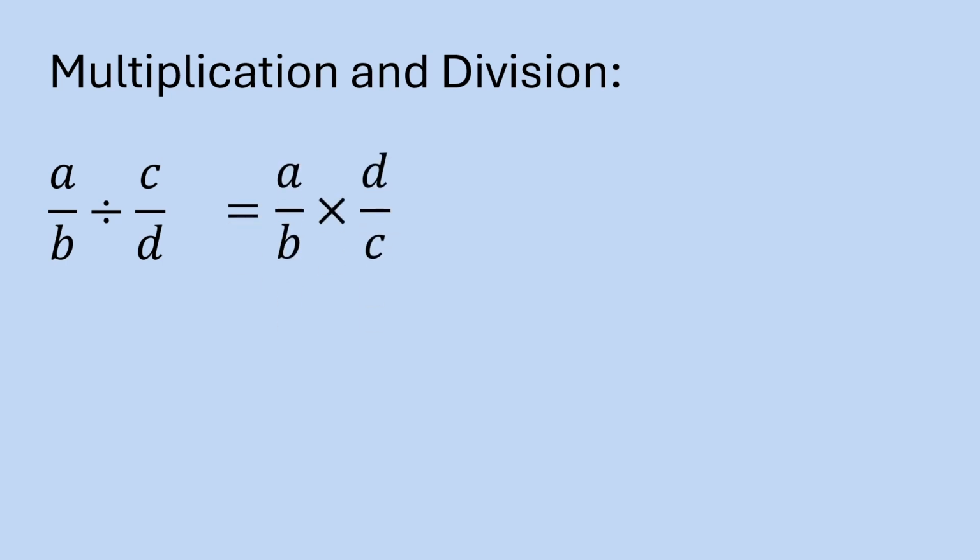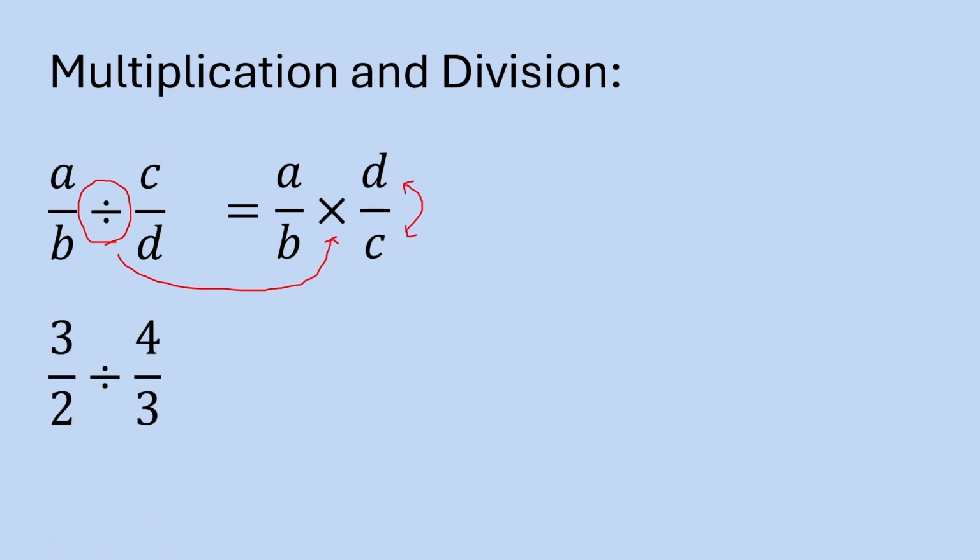Next is multiplication and division. Here the example: a over b divided by c over d is equal to a over b multiplied with d over c. In this rule, the division is converted to multiplication. Here the numerator is c, whereas here the denominator is c. Here the denominator is d, whereas here the numerator is d. That means it is the reciprocal: c over d is converted to d over c.